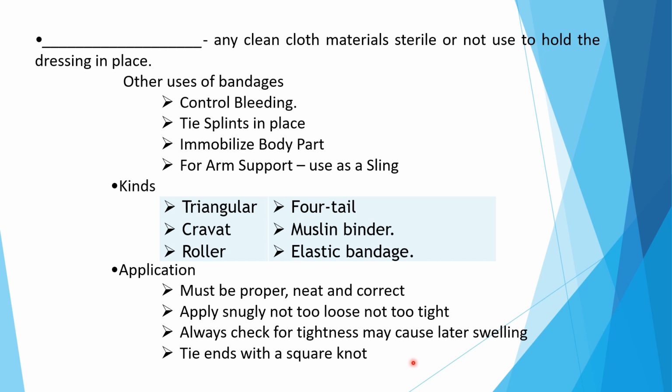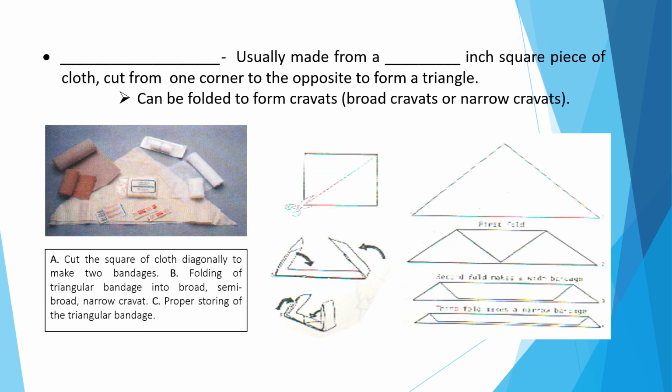Tie the ends with a square knot so you can easily remove it, in case you are going to do proper dressing. So we have now your triangular bandage, usually made from a 45 to 50 inch square piece of cloth.